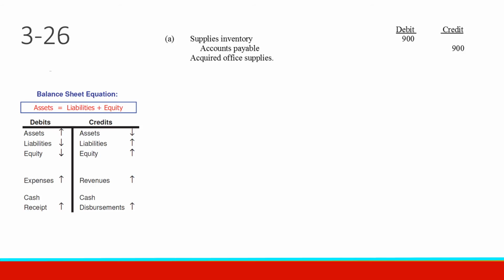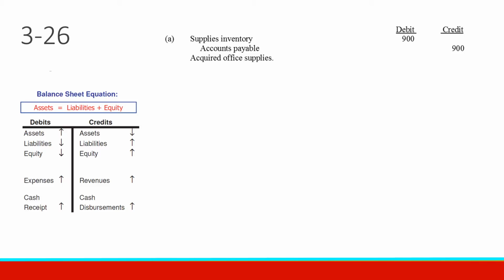So now let's move on and look at problem 3-26. In the problem, the first requirement, A, has the firm purchasing supplies inventory of $900,000 on credit, meaning it's going to pay later. So what we can see here as a layout is a journal entry.